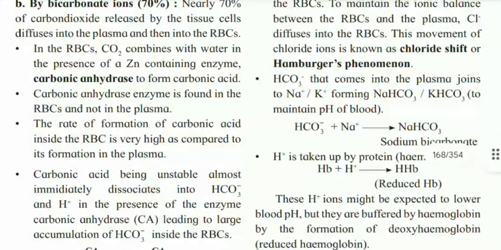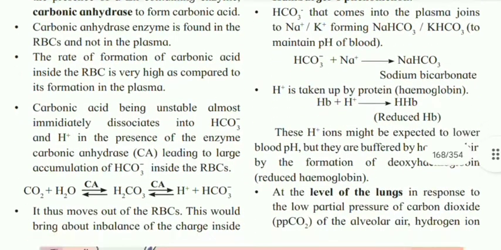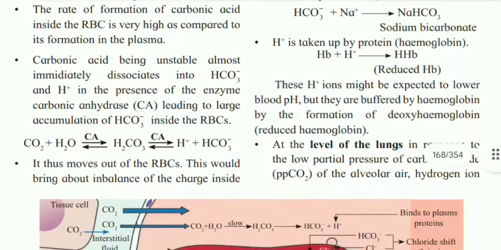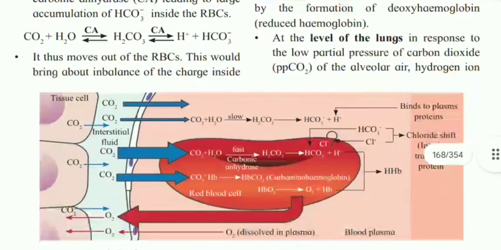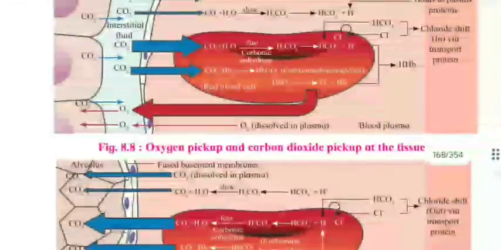HCO3- that comes into the plasma joins Na+ and K+, forming NaHCO3 or KHCO3 to maintain pH of blood. H+ is taken up by the protein hemoglobin. You can see the reactions. I am not reading out the reactions; you can just learn them. These H+ ions might be expected to lower blood pH, but they are buffered by hemoglobin by the formation of deoxyhemoglobin at the level of lungs in response to the low partial pressure of carbon dioxide of the alveolar air. Here is the diagram you can see.